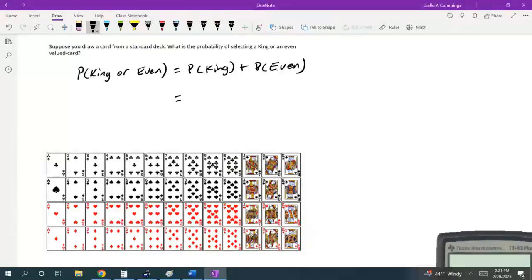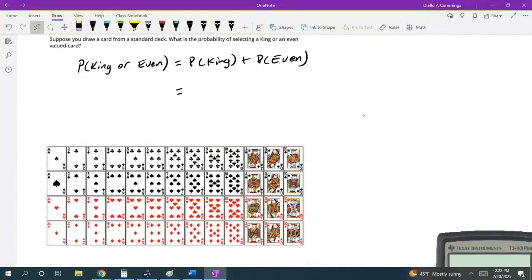So first, let's figure the probability for a king. If we find the probability of a king, we're going to set that up using our classical probability formula, where we have the denominator as the total number of cards to choose from. In this case, we have 52. We want to find the number of kings to choose from. So we have 1, 2, 3, 4. So my probability for choosing a king is 4 out of 52.